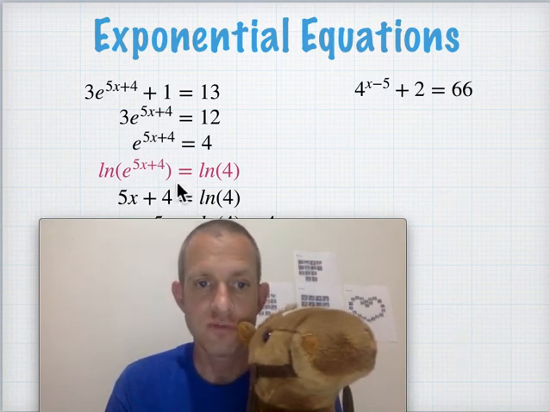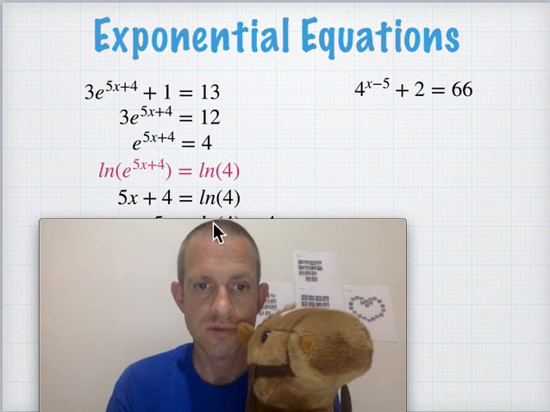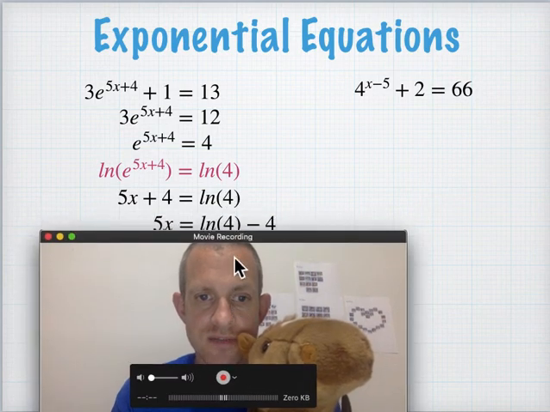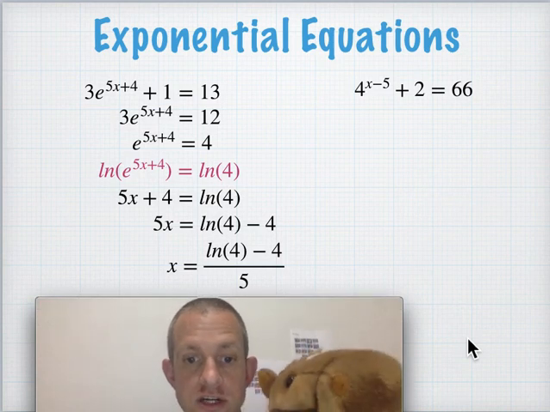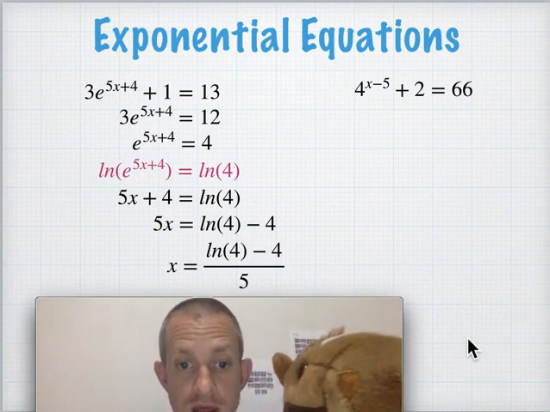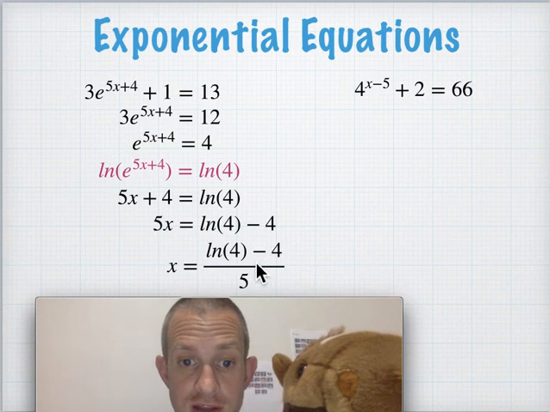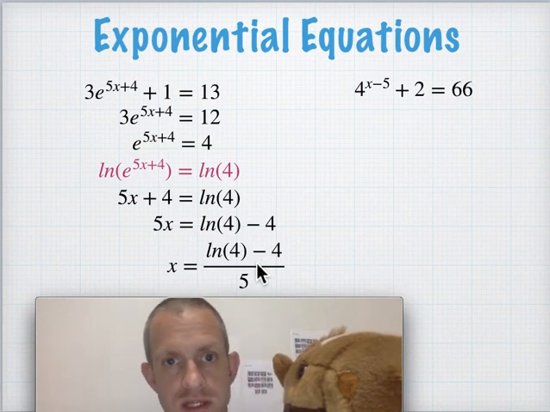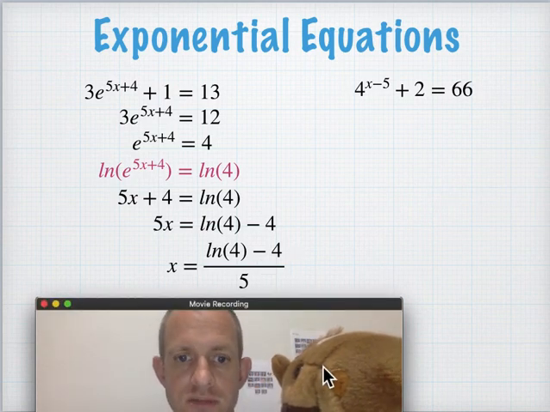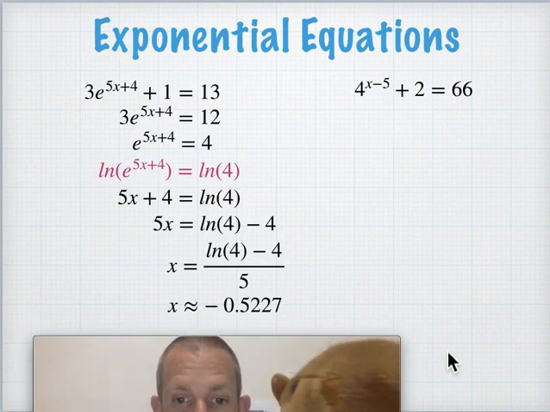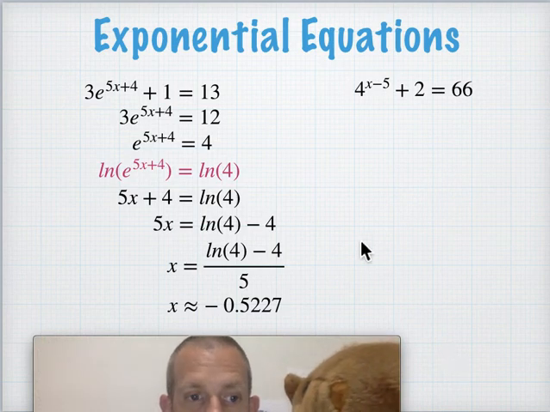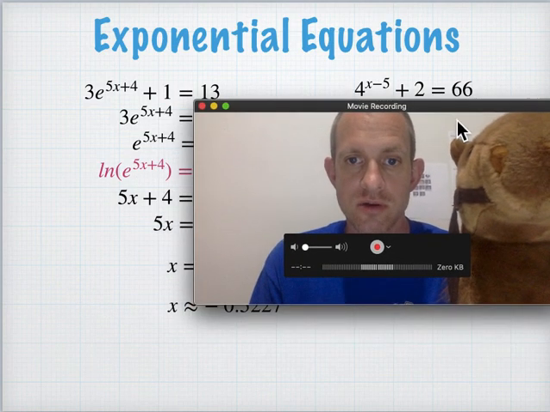And then I've got a few moves to do to get x completely alone. I've got to subtract 4 from both sides and divide both sides by 5. If you want your answer exactly, then you can write it like that. Usually we want to then type that into a calculator and get an approximation. If you typed it in, you get this negative 0.05 sort of number. Let's look at the other one.